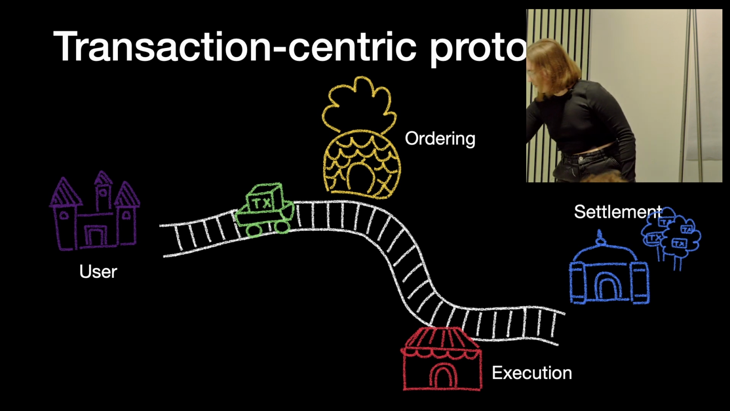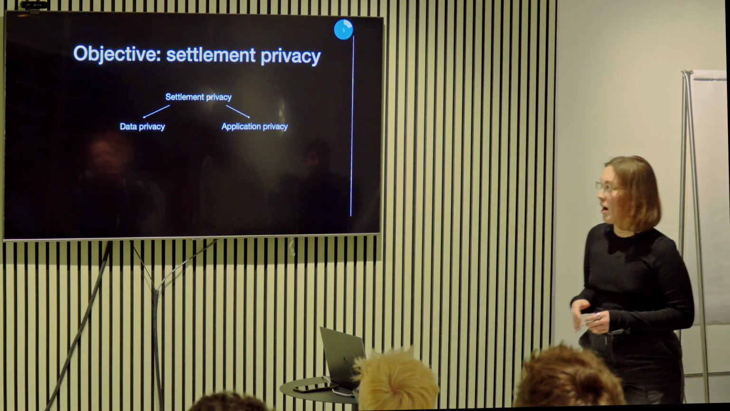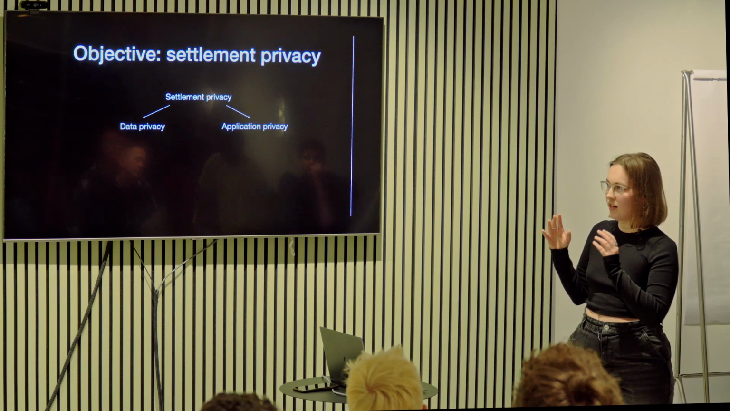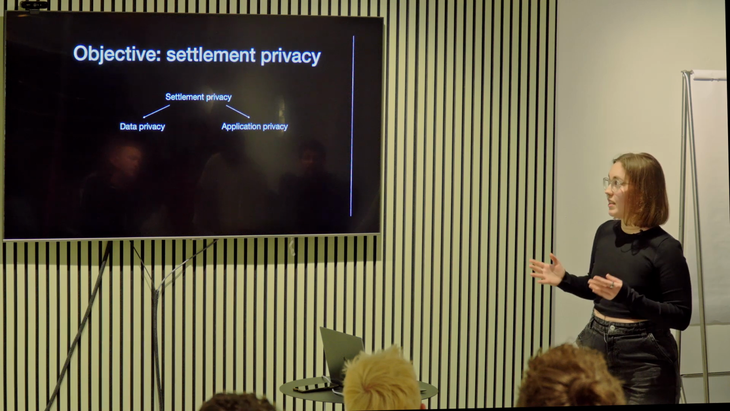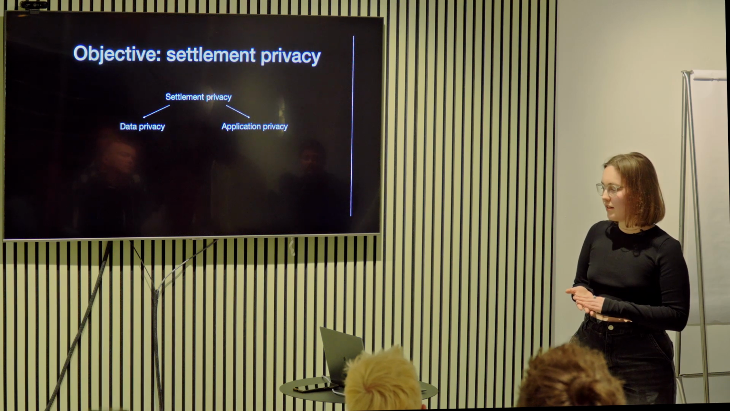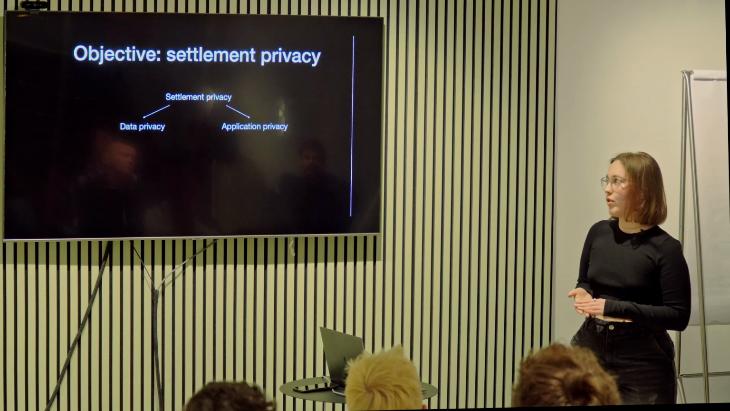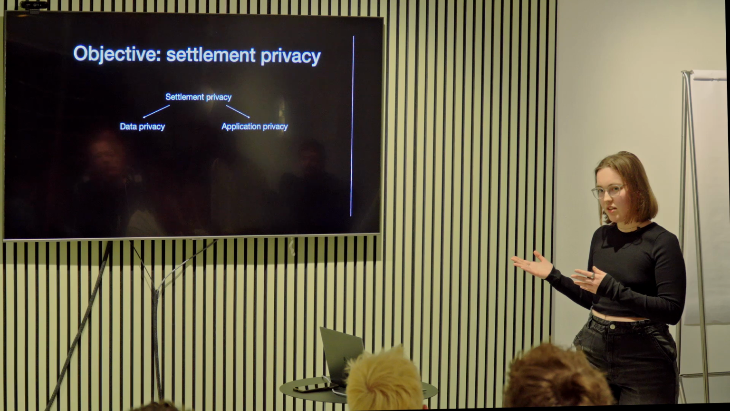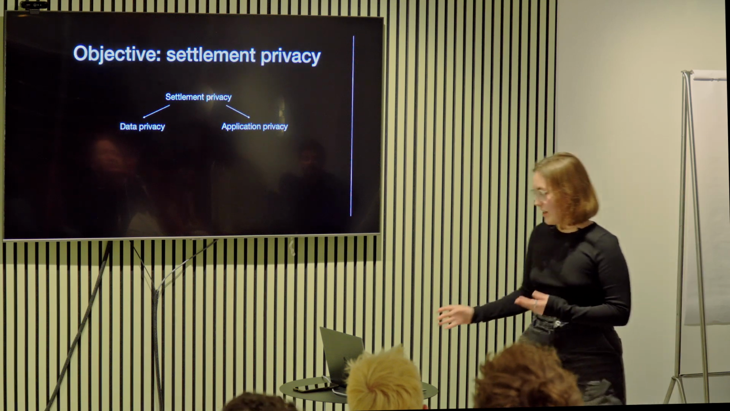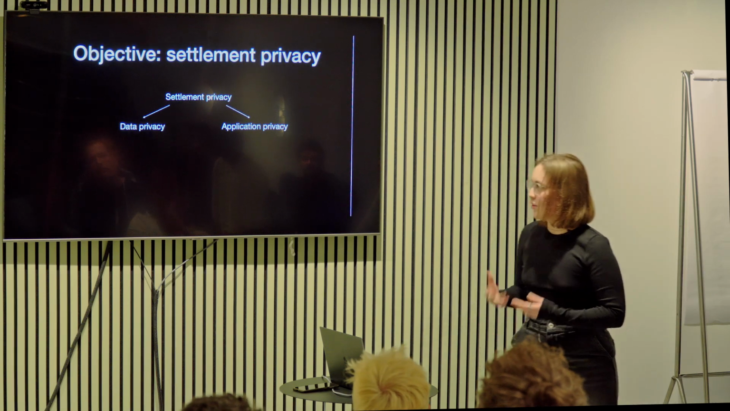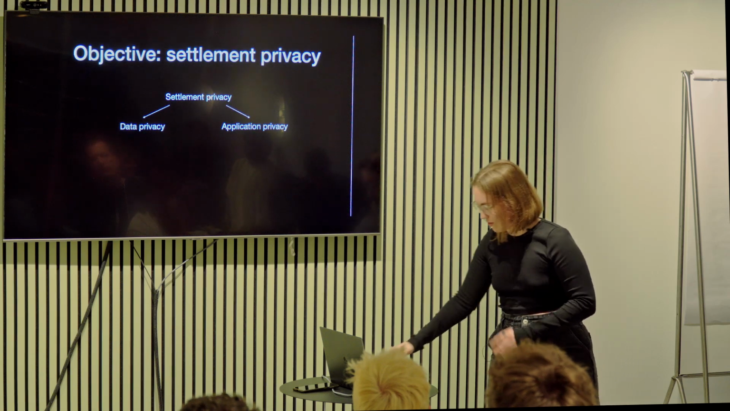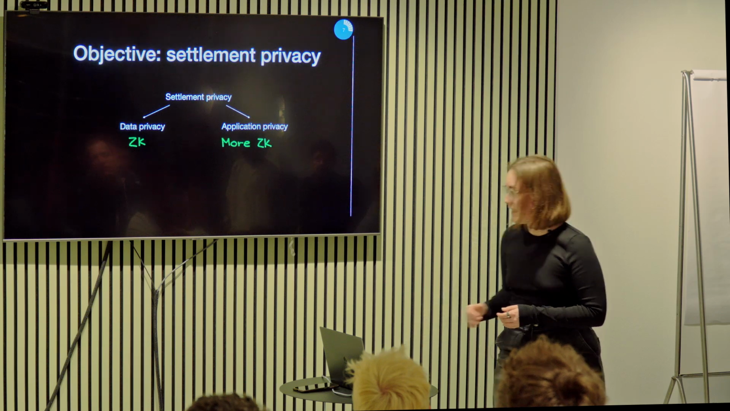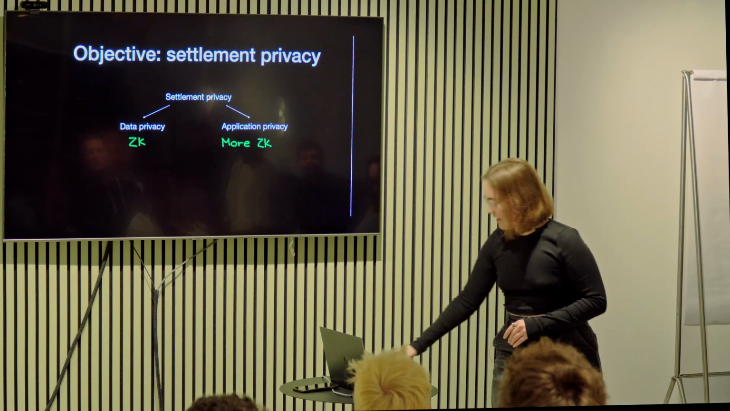And now we would like to add maybe some privacy, for settled transactions that are on the blockchain. We would like to add data privacy, meaning that we want to hide the user and the data the user submits, and application privacy, because we have applications, right? So what applications the user is actually using. And now you probably wonder, how do we do that? Well, we use ZK for data privacy, and for application privacy, we use more ZK. So a lot of ZK, right?